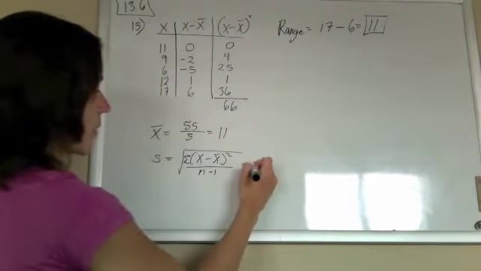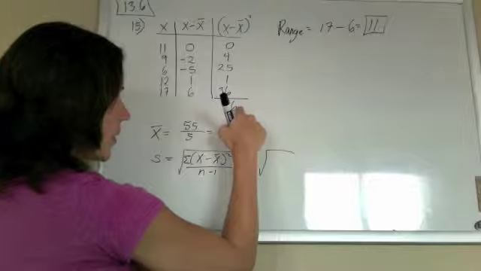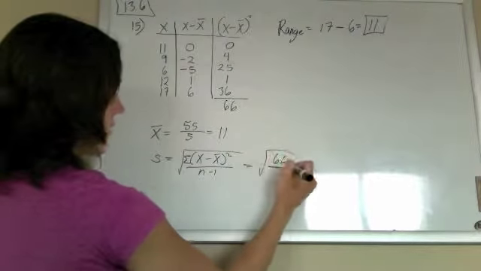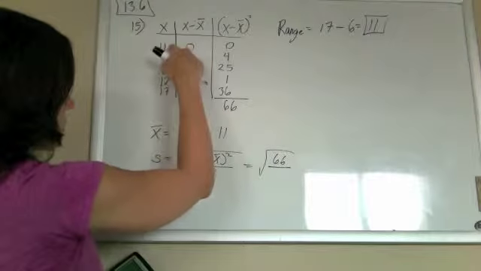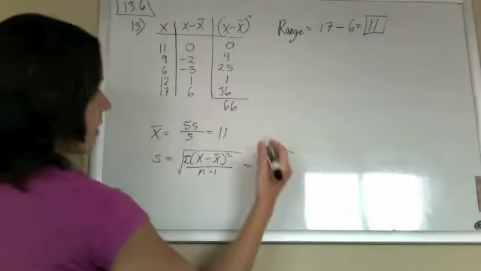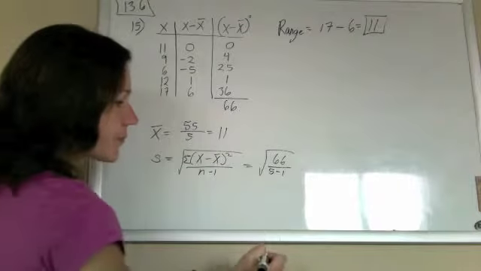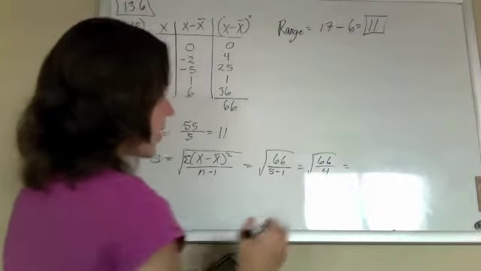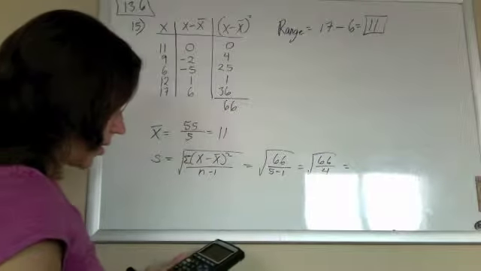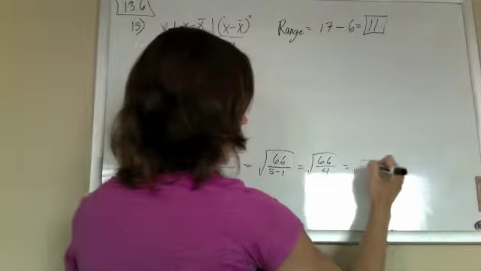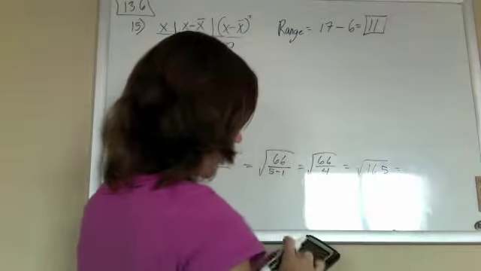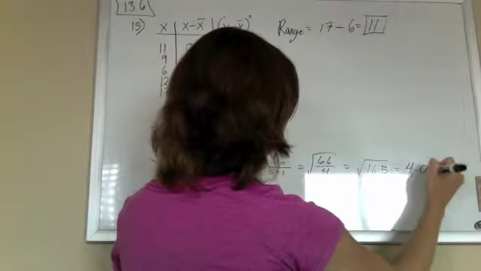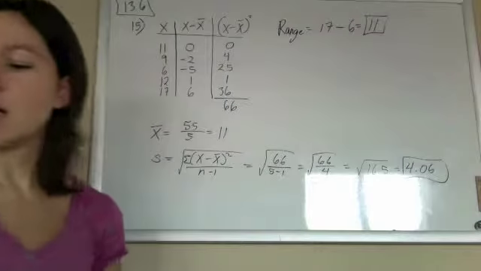Looks really scary, but all it is is that number that we just did, the sum of all those things squared, divided by the number of terms, 1, 2, 3, 4, 5, minus 1. So basically the square root of 66 divided by 4, 66 divided by 4, 16.5. If you take the square root of 16.5, you get 4.06. And that should do it.